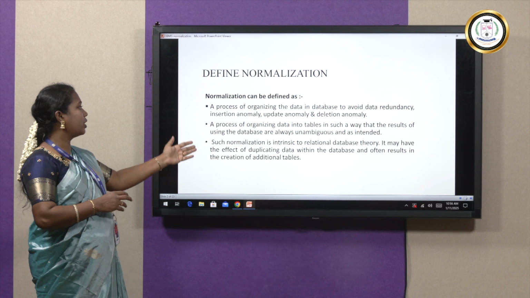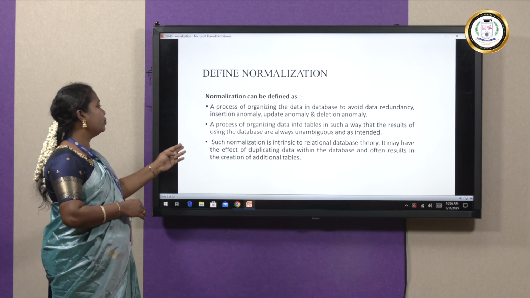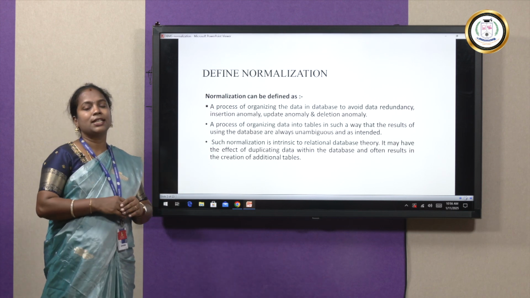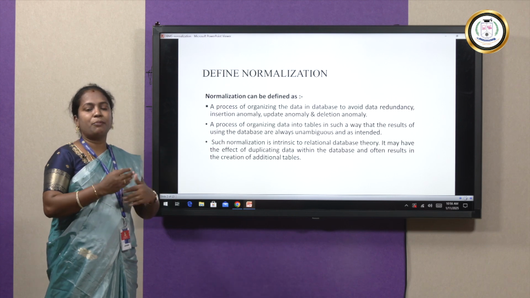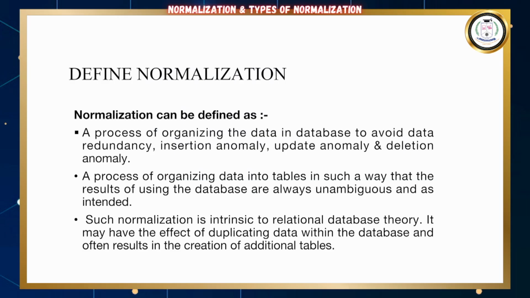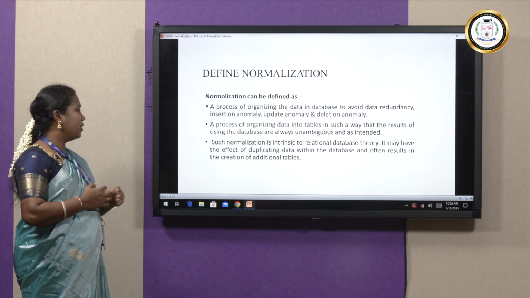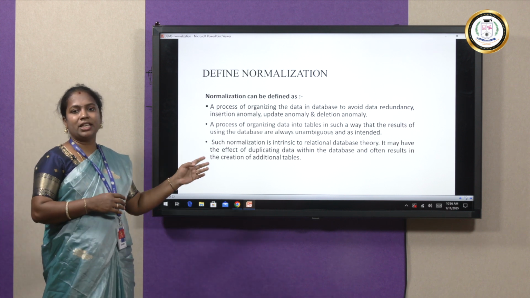And then, the process of organizing data into tables in such a way that the results of using the database are always unambiguous as intended. That is, unclear information in the database will be processed and removed. Such normalization is intrinsic. Intrinsic is nothing but part of the nature of relational database theory. It may have the effect of duplicating data within the database and result in creating additional tables. This is the normalization definition.